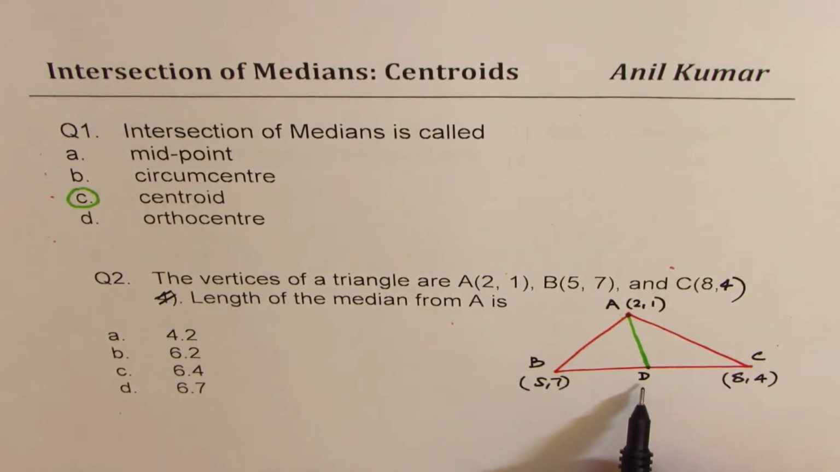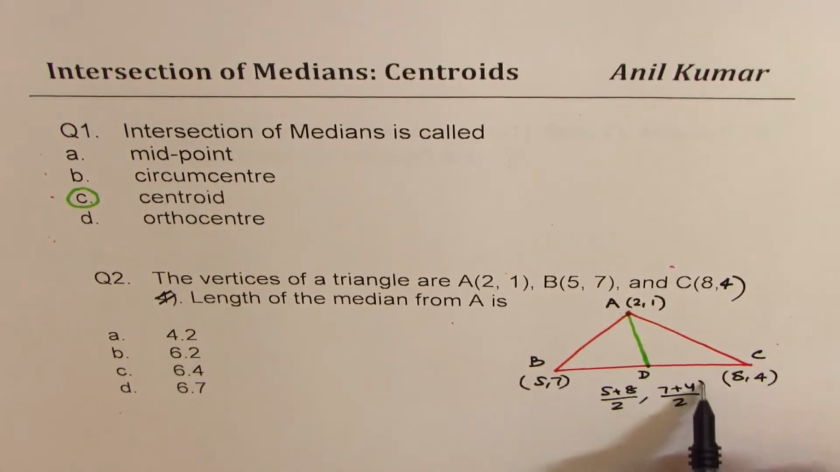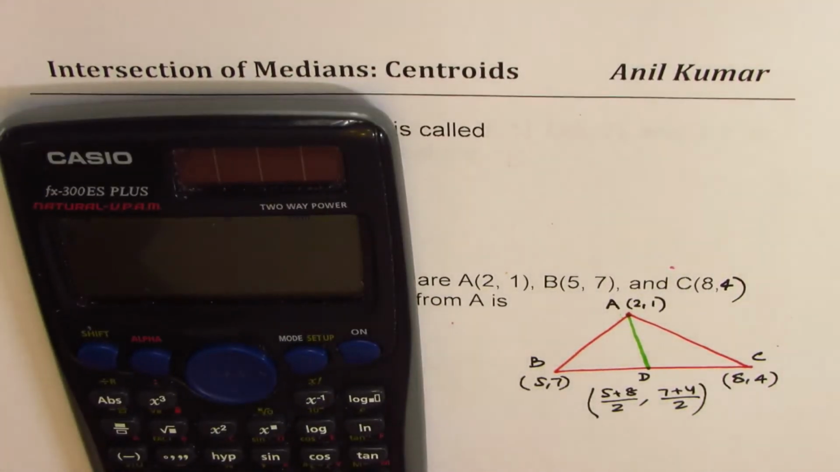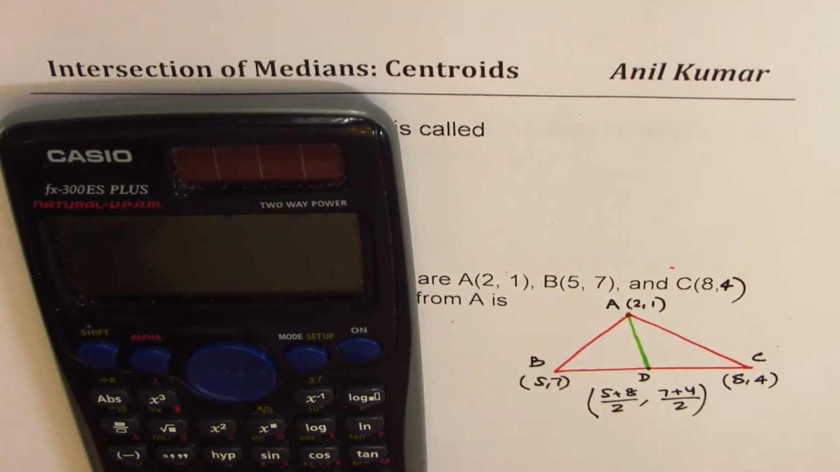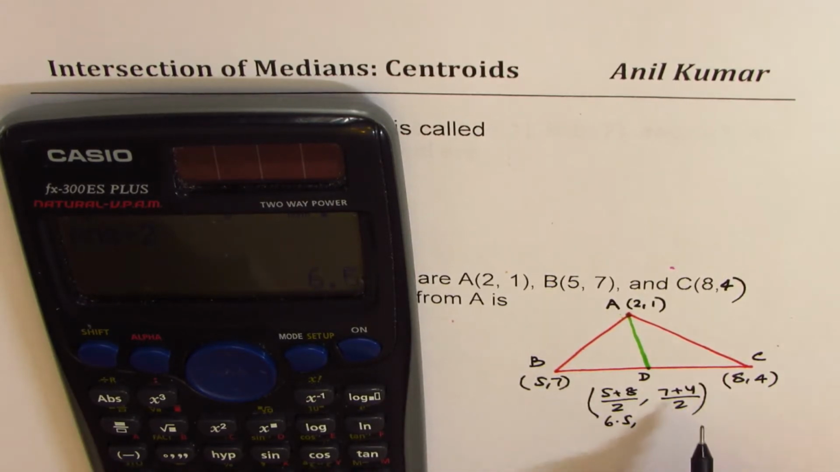So what is the midpoint? Midpoint is the average value. So D is going to be (5 plus 8) divided by 2, that is the x value, and (7 plus 4) divided by 2, the y value, correct? Let's calculate this. 5 plus 8 divided by 2, we'll write it in decimals, is 6.5, and 7 plus 4 is 11. 11 divided by 2 is 5.5, correct?